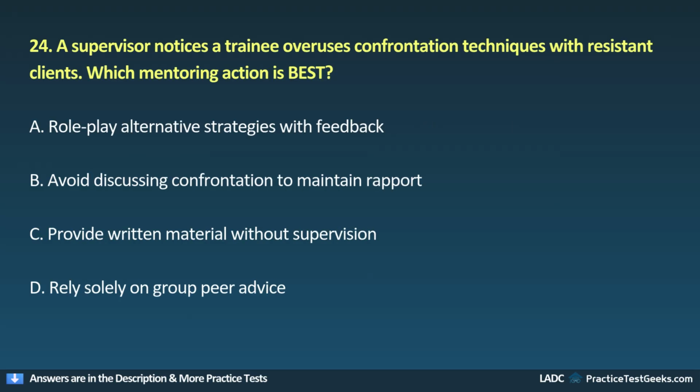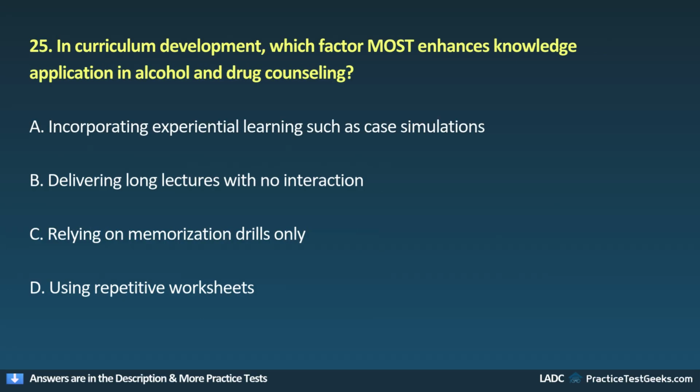24. A supervisor notices a trainee overuses confrontation techniques with resistant clients. Which mentoring action is best? A. Role-play alternative strategies with feedback. B. Avoid discussing confrontation to maintain rapport. C. Provide written material without supervision. D. Rely solely on group peer advice.